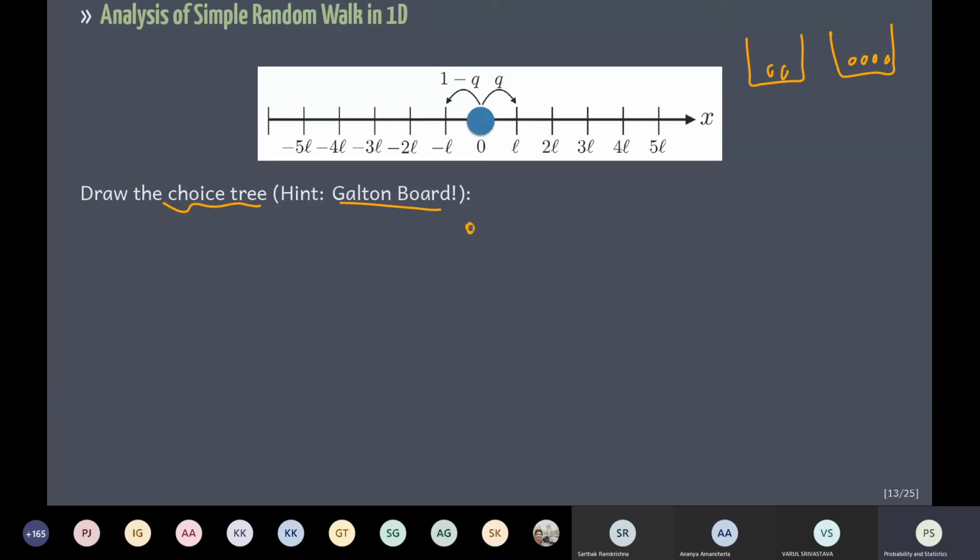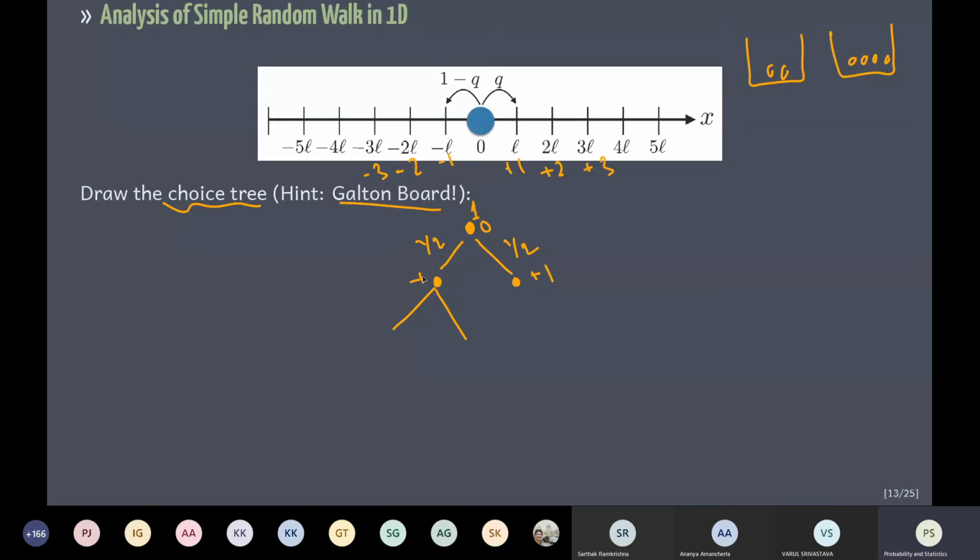Again, we can build the choice tree. Let us say he starts at position 0. The probability that he is at 0 is 1, and then he takes a move to the right or to the left. In a simple random walk, he can choose each branch with probability half and half. Let us label the positions -1, -2, -3 on the left and +1, +2, +3 on the right.